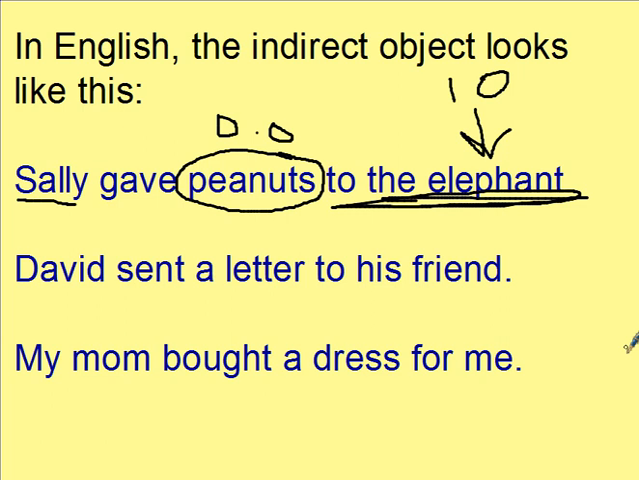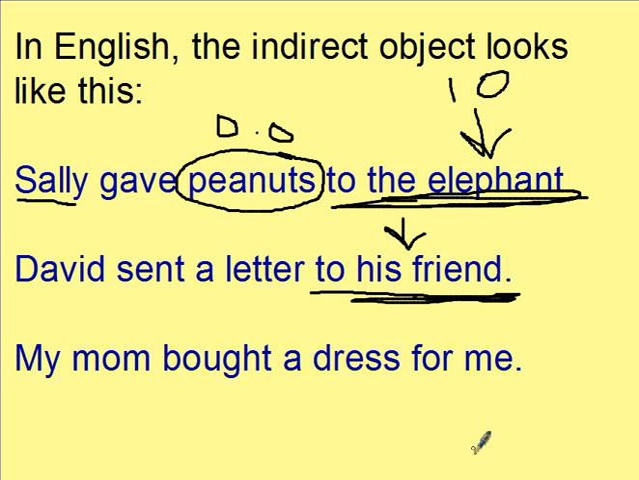David sent a letter to his friend. David is the subject. David sent what? Sent a letter. David sent a letter to whom? To his friend. So in this sentence, his friend is the indirect object, and the letter is the direct object. It is what was sent, and to whom, the friend, indirect object.